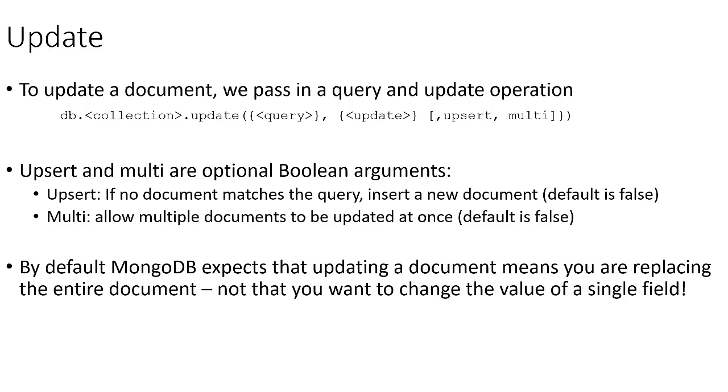Now, one kind of tricky thing about updates in MongoDB is that MongoDB expects that when you update a document, what you really want to do is replace the entire document, not that we want to change the value of one single field. So we have to be very careful to pass the correct operator into our update statement to tell MongoDB, no, we don't want to replace the entire document. We want to update a single field within the document. So let's see what that looks like.